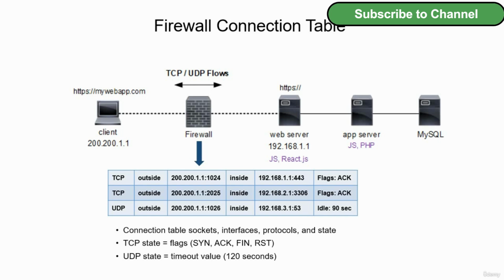And basically it just goes through UDP. I've got another example of UDP. It doesn't have any state information because it doesn't do flow control. So it just has an idle timer of 90 seconds. So a little bit more basic. That just gives you an overview of what the connection table looks like, packets flowing in from the outside.